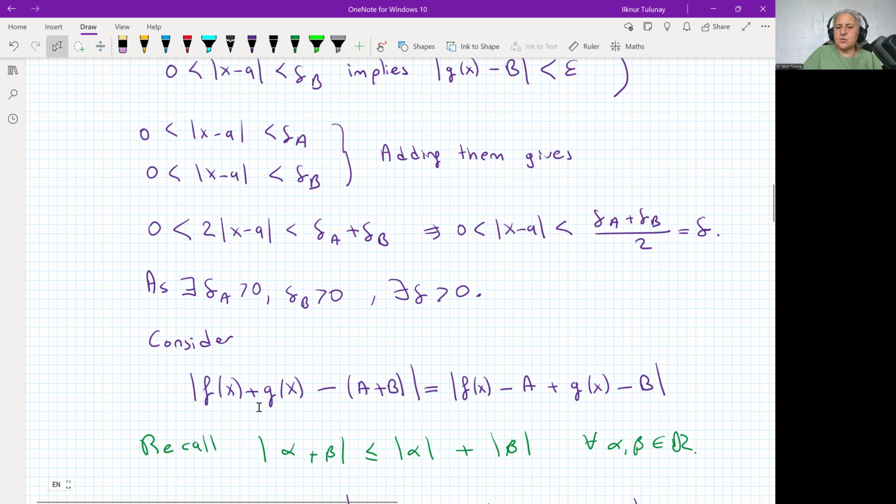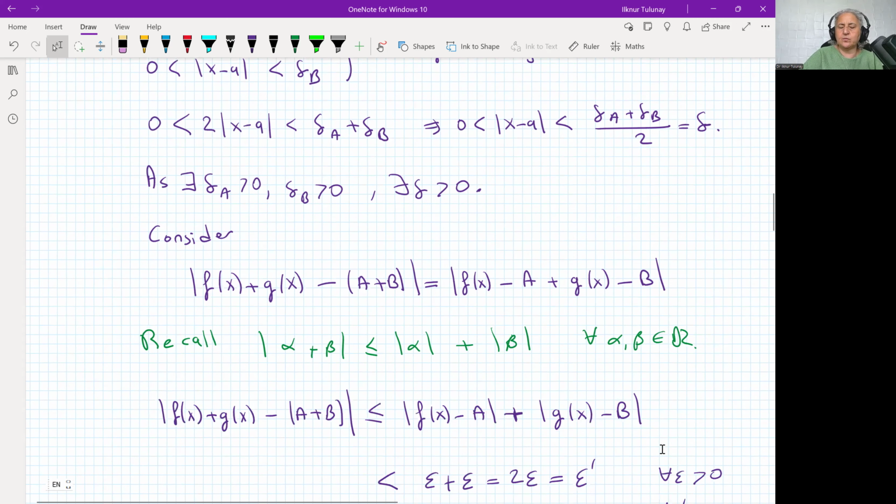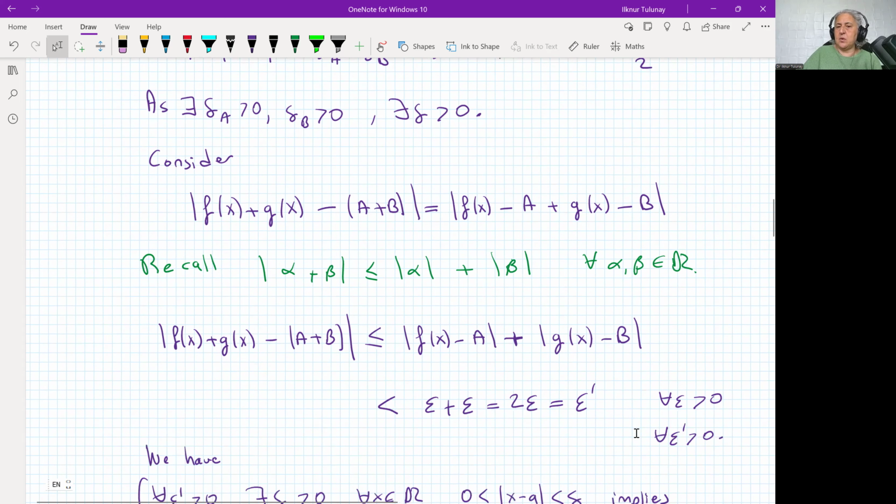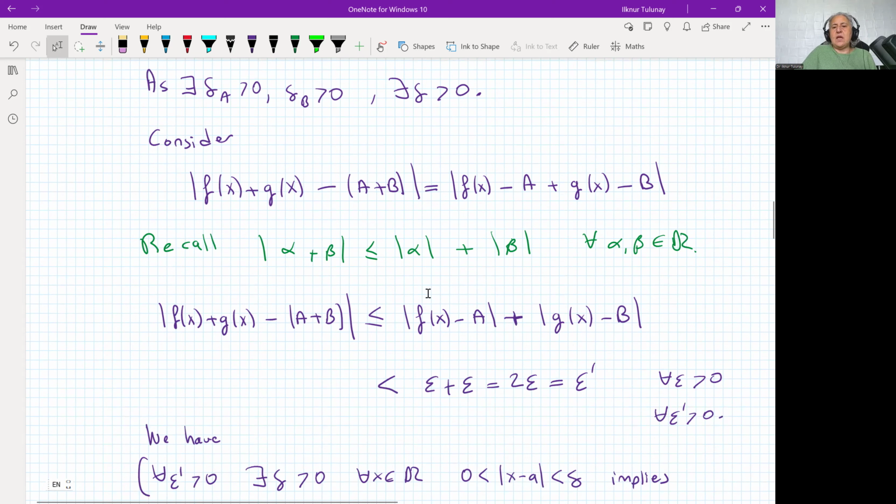Now consider |f(x) plus g(x) minus (A plus B)|. We want to prove that this is smaller than some epsilon. By using the triangle inequality, we can split this into this plus this. We have |f(x) minus A| and |g(x) minus B|. This is smaller than epsilon, and this is smaller than epsilon. Or these epsilons could be different, you can emphasize that as well. They do not need to be the same. But since we are using a for all, I can use exactly the same epsilon.